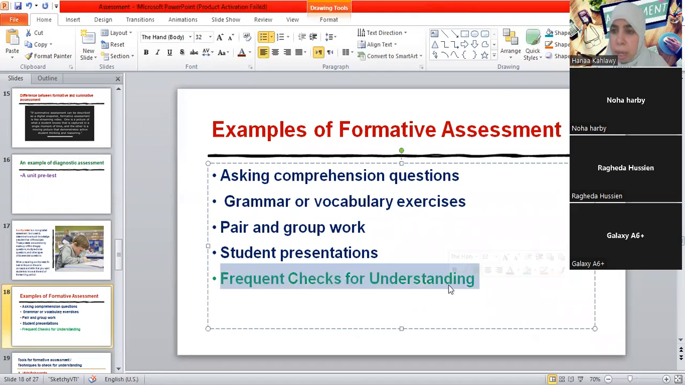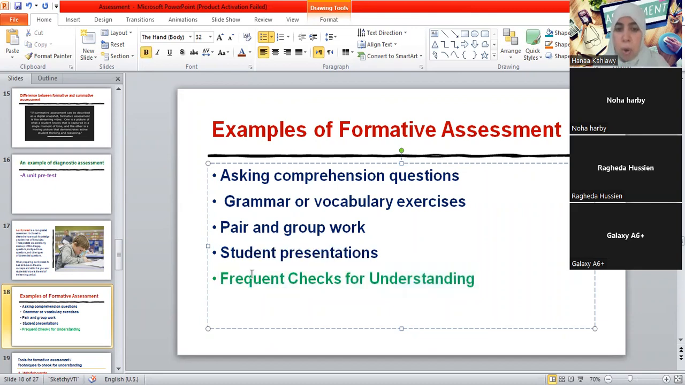How can I check my students' understanding while teaching them? Okay, so I'm teaching them a lesson, and in each period I try to check they are following me and they are understanding what I'm teaching to achieve the learning objectives. So this is what I focus on. Frequent checks for understanding.